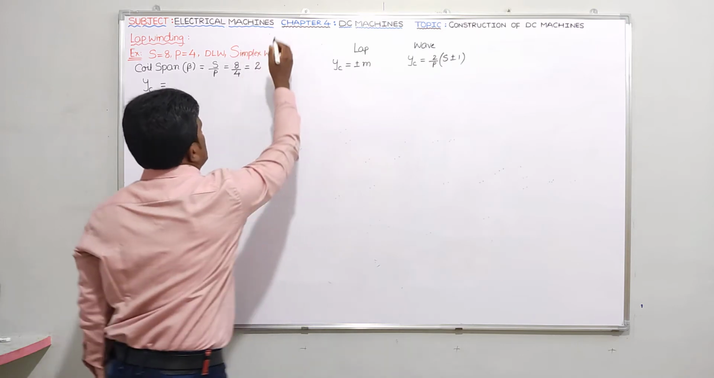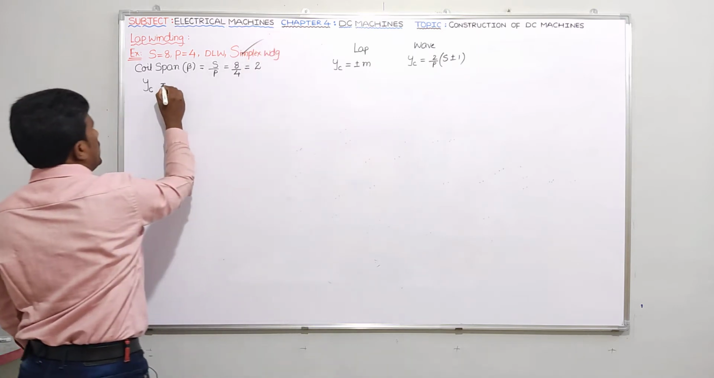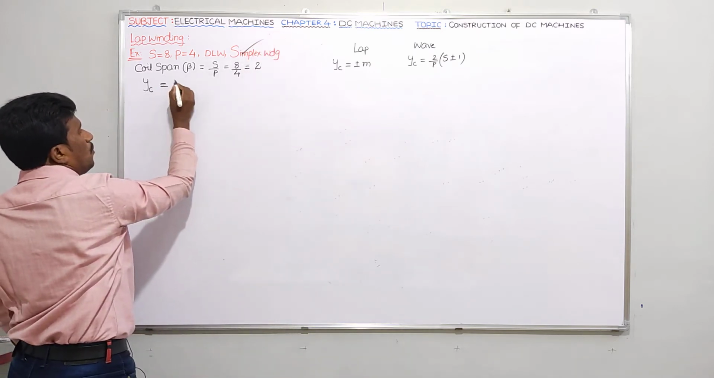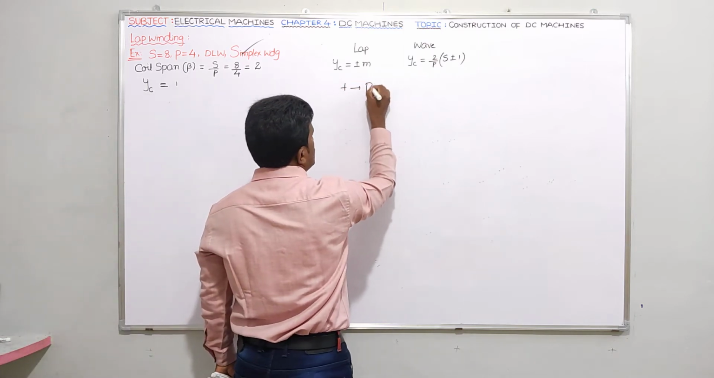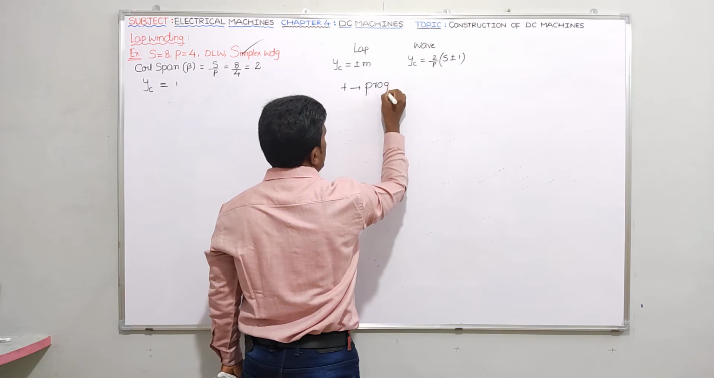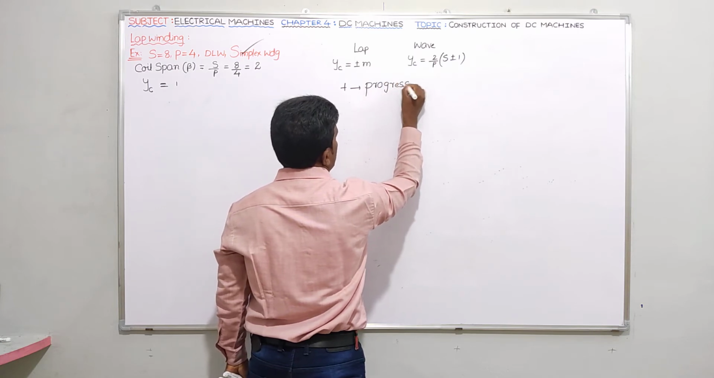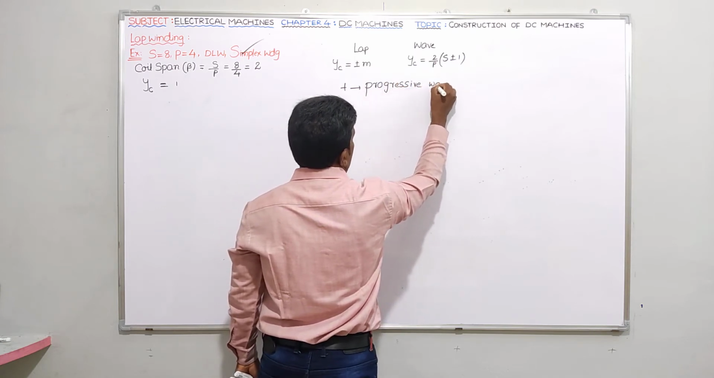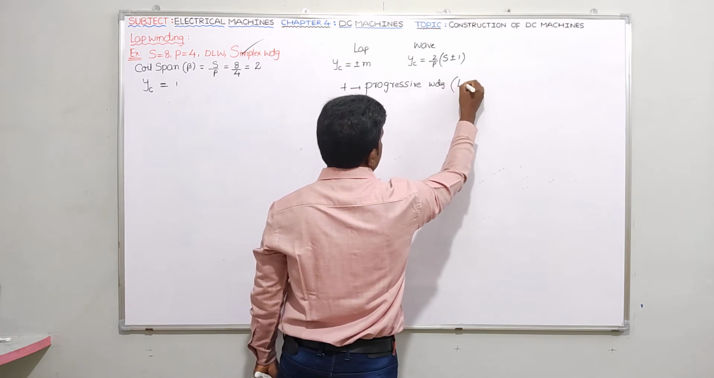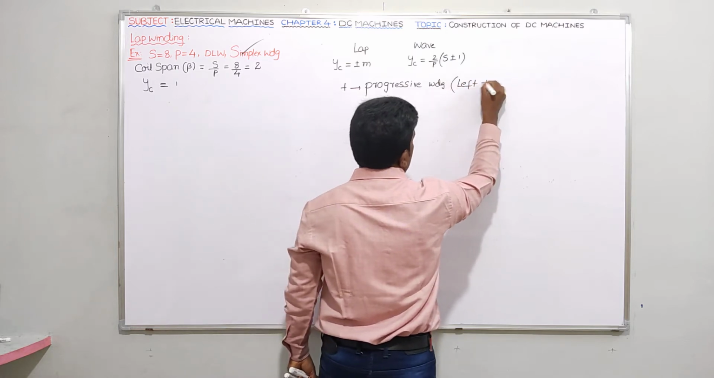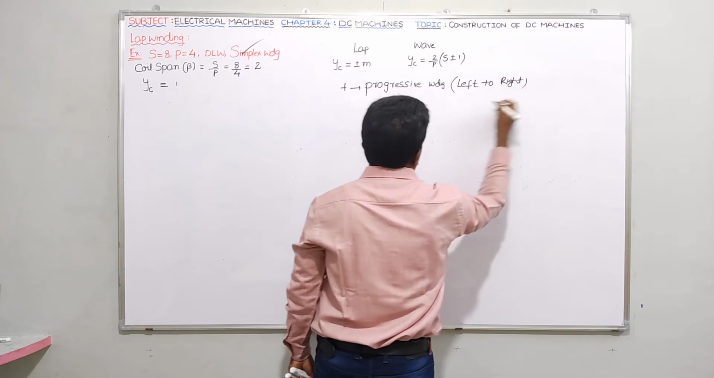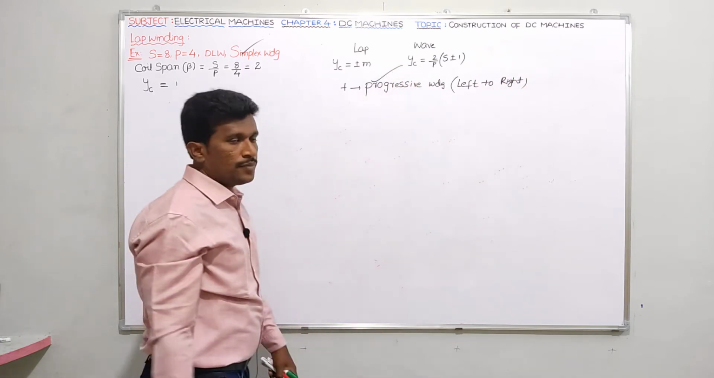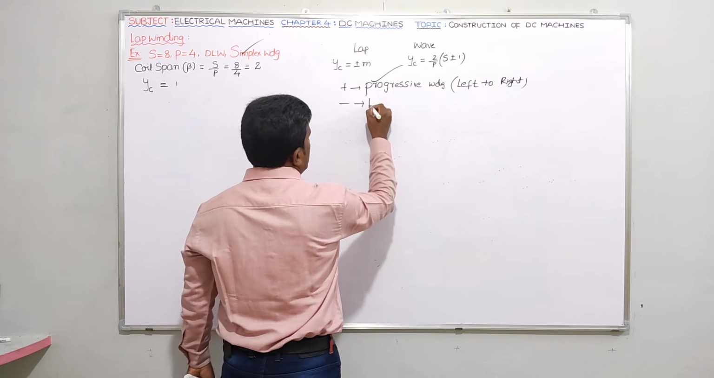Here we are given simplex winding. Therefore YC equals, what is the formula? One more thing I want to say here. Plus is for progressive winding. If the winding goes from left to right, that can be called a progressive winding. Generally we will be following progressive winding only. Minus is for retrogressive winding.